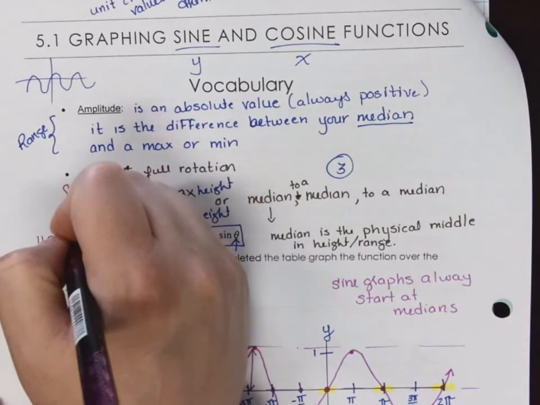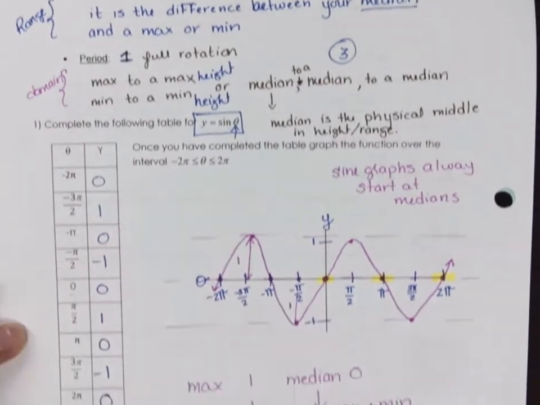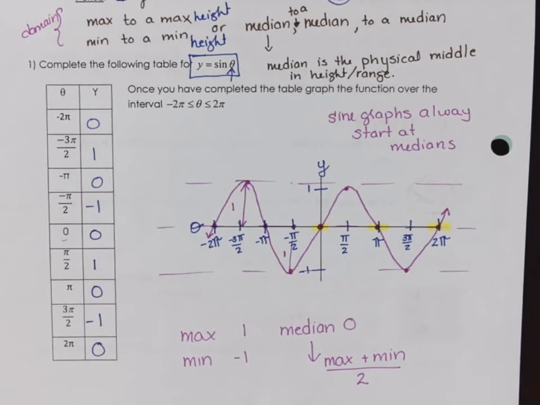So period is about the domain. The amplitude is about the range. 2 pi. That's where I see a median, a median, a median. You can also measure from a max to a max.